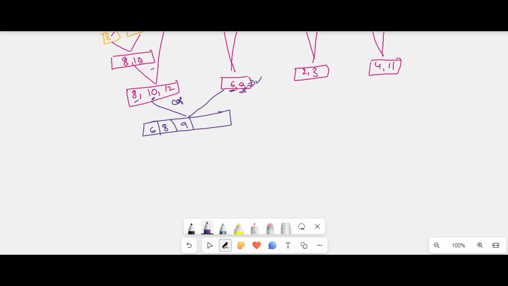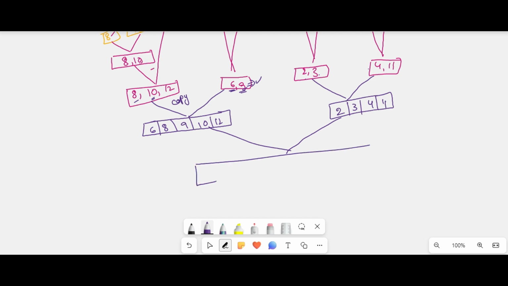Copy these 10, 12 elements. Now compare these, conquer these. 2 and 4 are compared, 2 is less. 3 and 4 are compared, 3 is less. Then 4, then 11. Now combine these two, the left sub-array and right sub-array. Then you will get the sorted array.